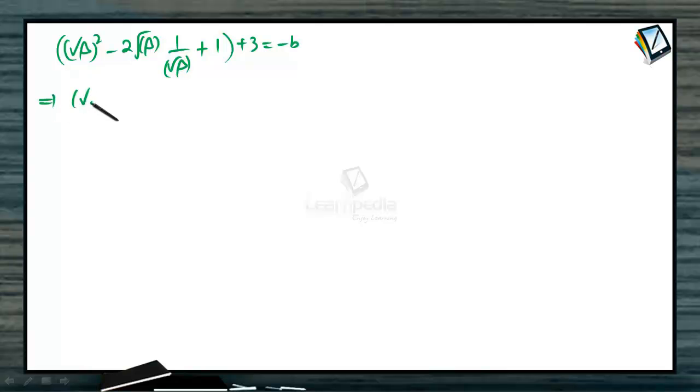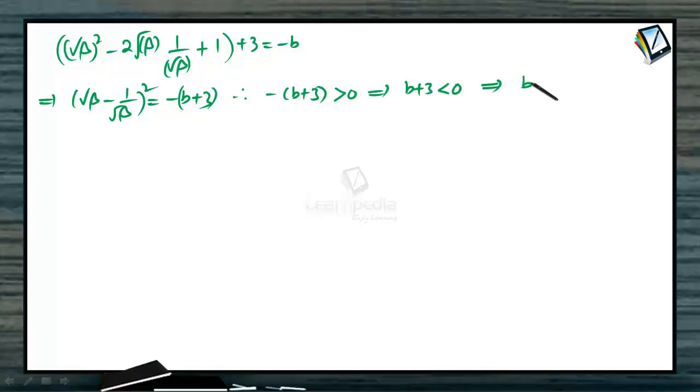Thereby this can be written as the square of root of beta minus 1 by root of beta, which is equal to minus b minus 3. So what we conclude is that minus of b plus 3 is positive, which implies b plus 3 must be negative, so b must be less than minus 3. Then b belongs to minus infinity to minus 3. This is one set of answers.